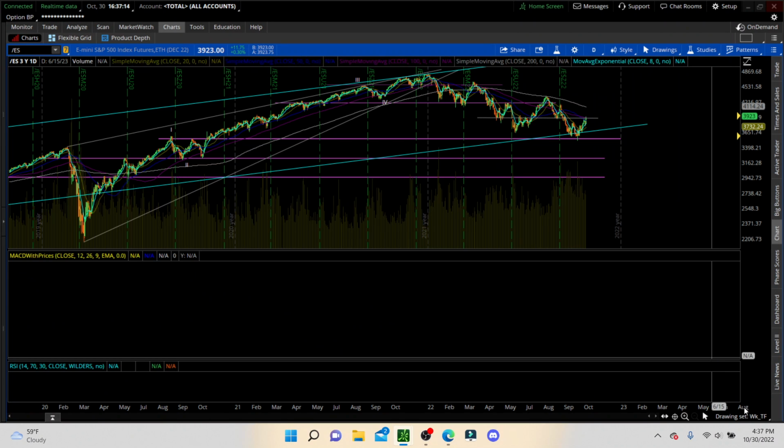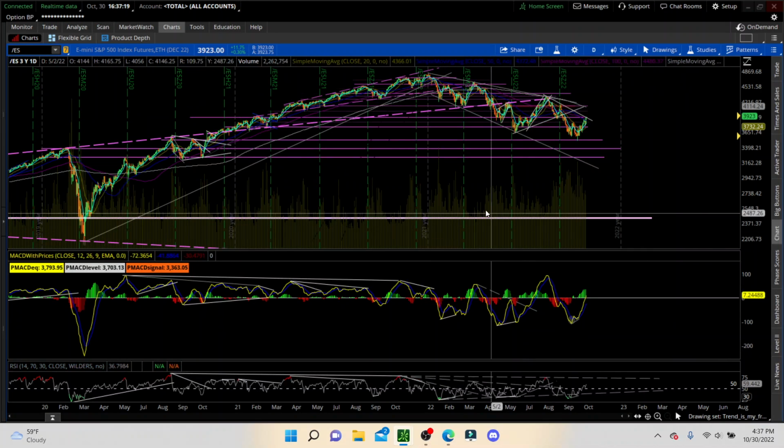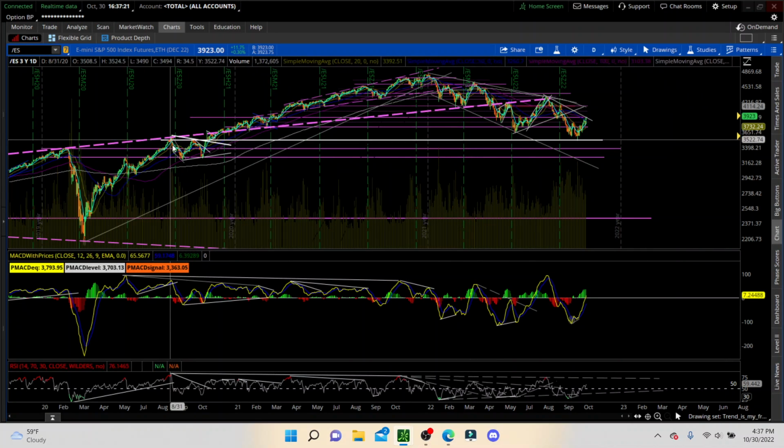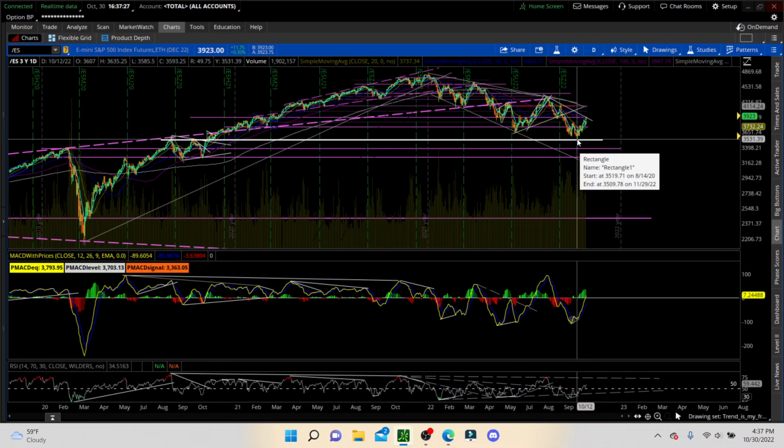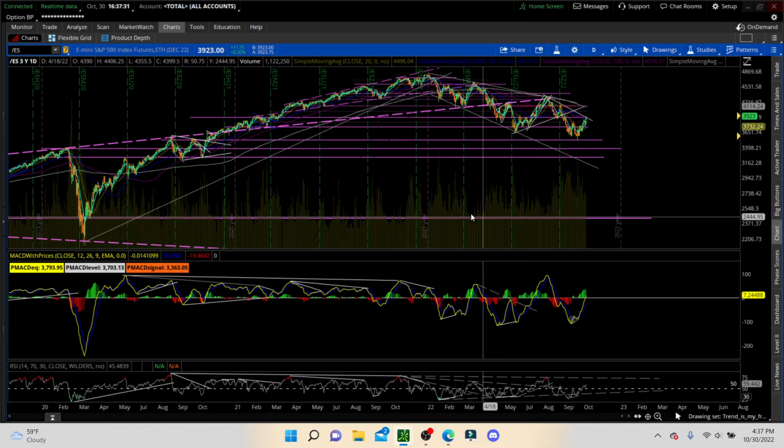On the daily, trend is our friend. I keep repeating, this is the next area that I'm looking to get back into. We bounced off the top of that as support. Our next step would be to get into that zone.